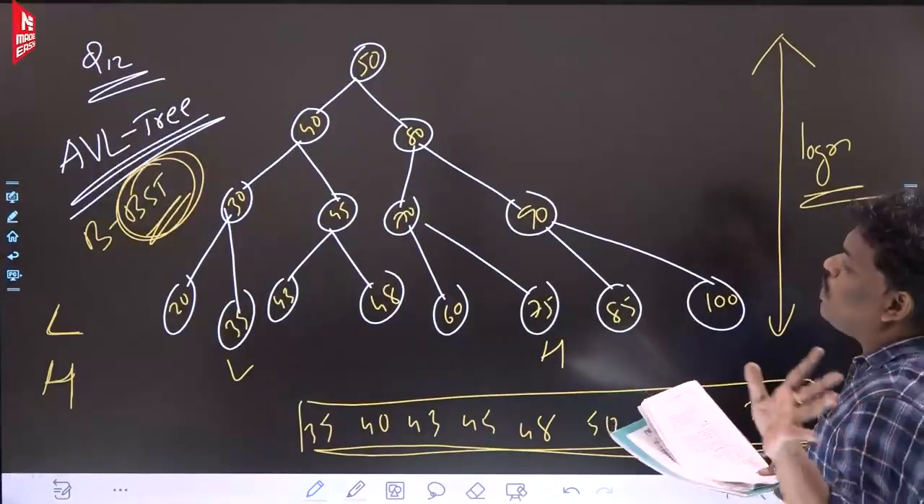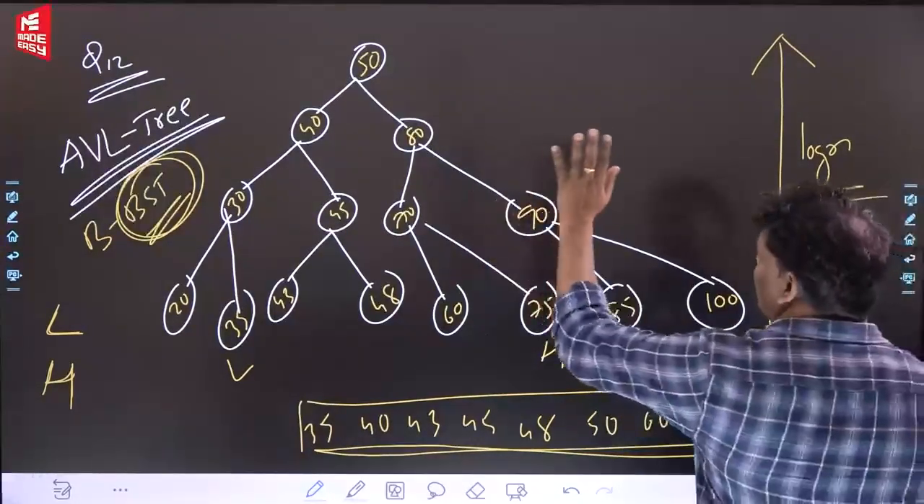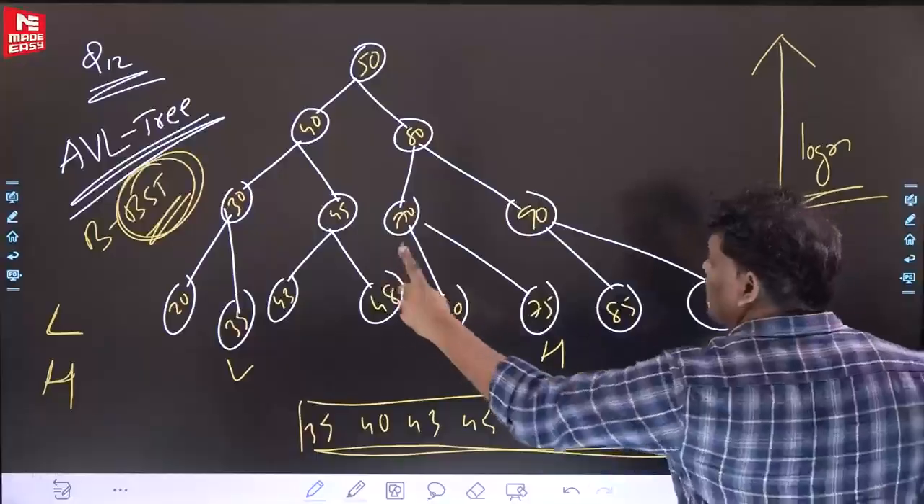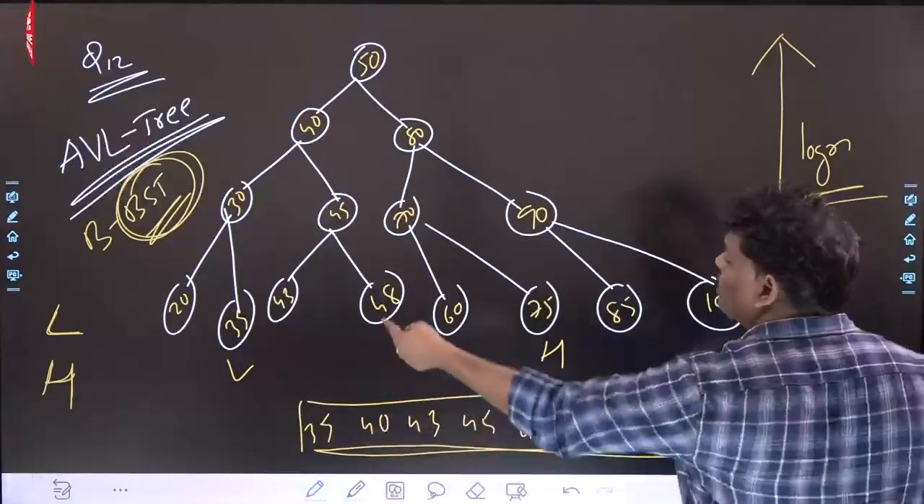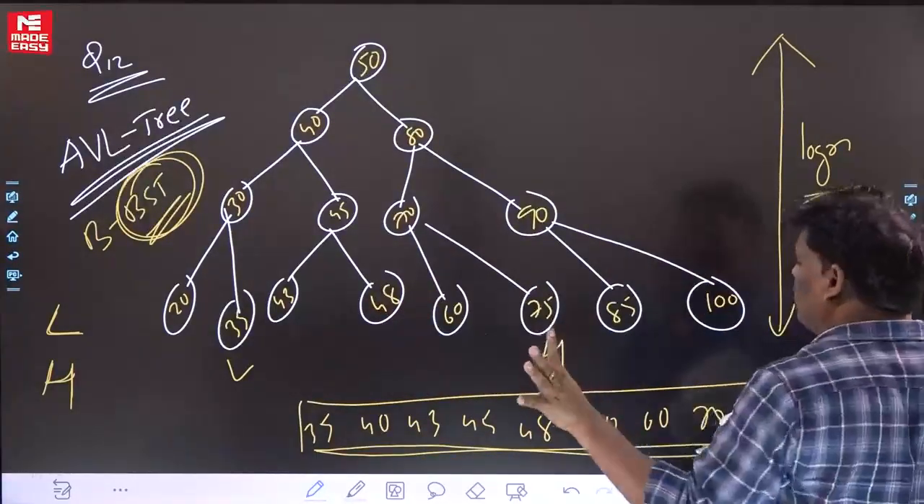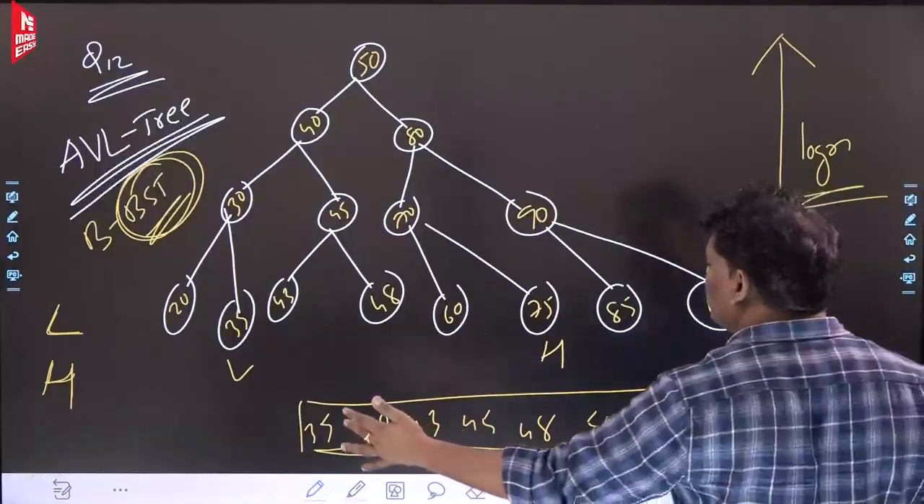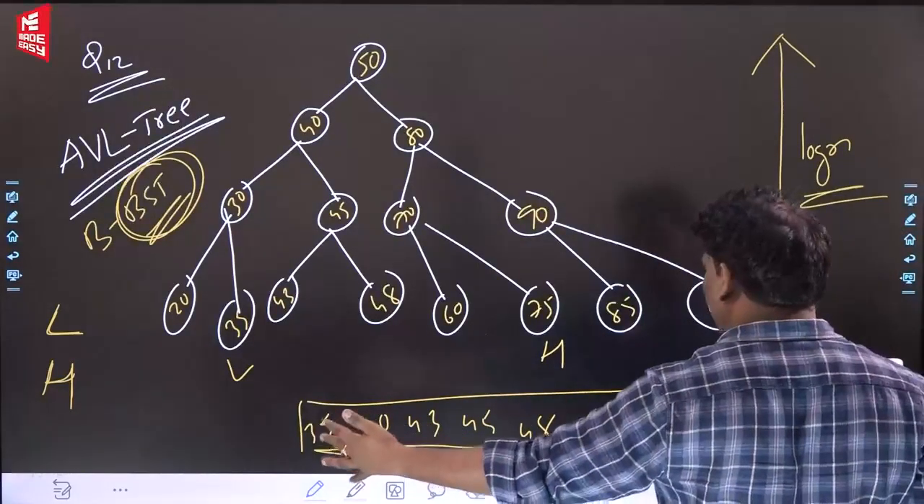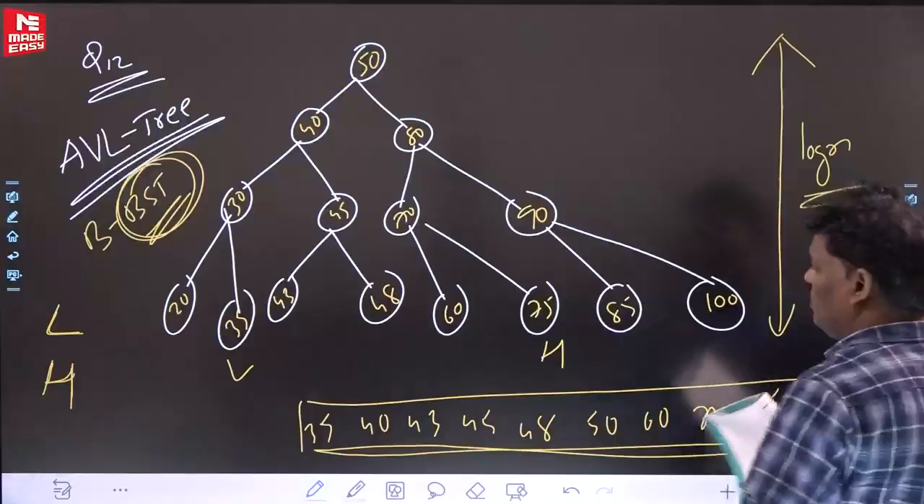Now can you help me in this problem? What is given? One balanced BST given. What is the one more thing given? L and H also given. What is L? 35, assume. What is H? 75. What is his goal? L to H including them. Whatever elements are there, you have to add all of them.